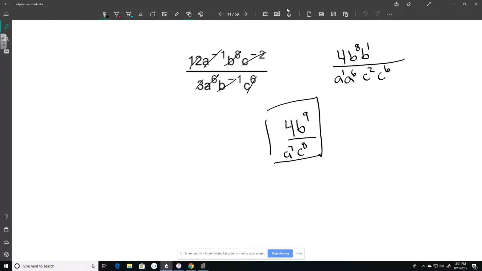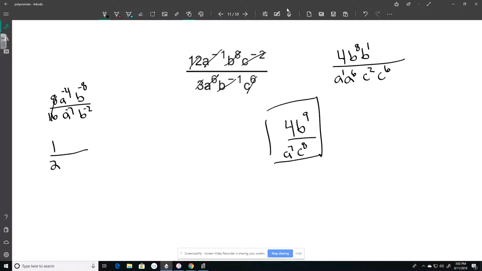Let's say that I have 8 over 16, and let's say we have a to the negative 4 on top and a to the negative 7 on bottom. And then let's say we have b to the negative 8 on top and b to the negative 2 on bottom. So let's get rid of some of this stuff. 8 over 16, that's just 1/2. So 1 on top, 2 on bottom.